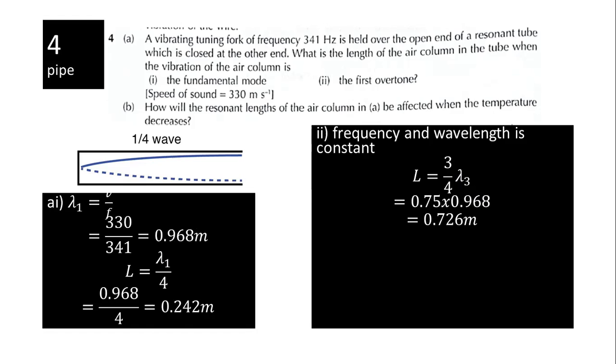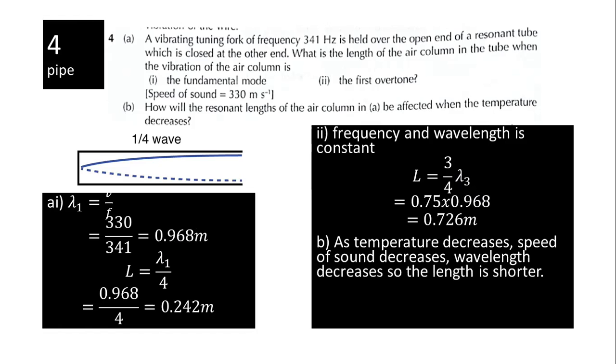How will the resonant length of the air column in A be affected when the temperature decreases? Yep. Temperature decreases. Right? Go to the formula. As temperature decreases, speed of sound decreases, wavelength decreases. Right? Wavelength decreases, so the length is shorter.